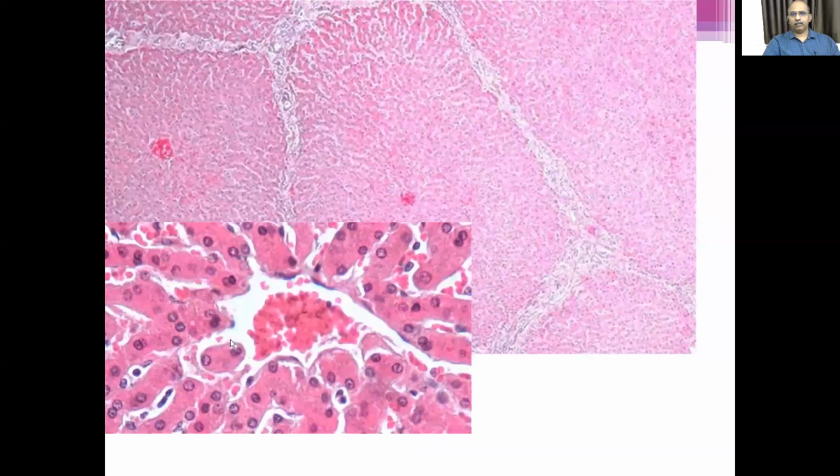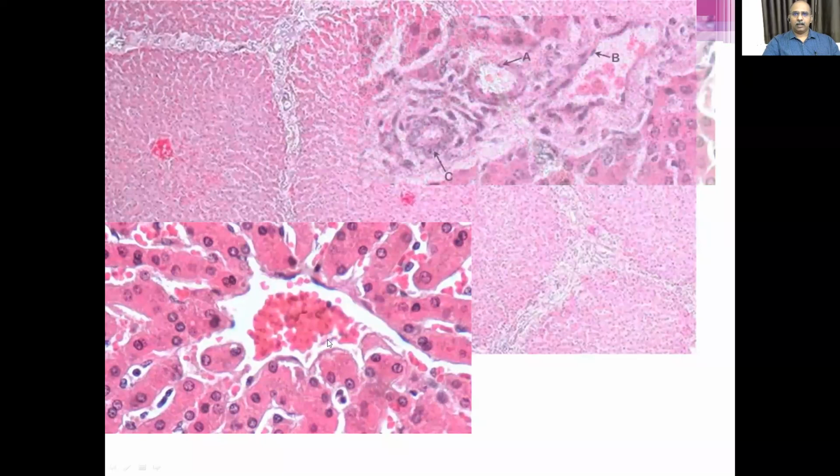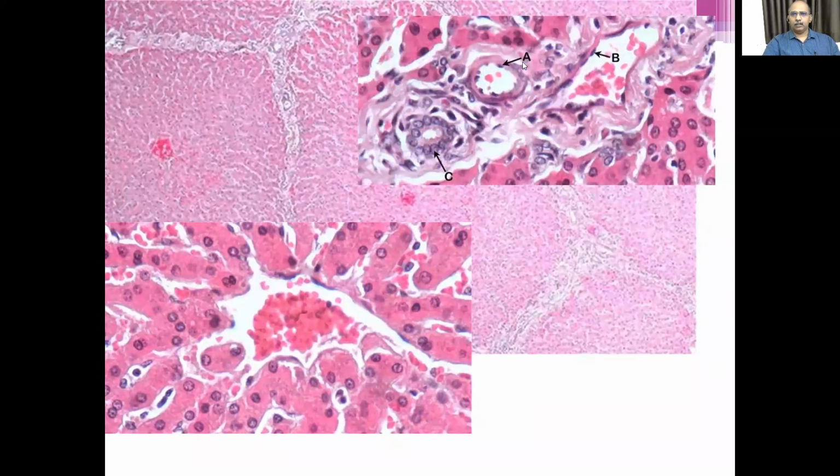So this is the central vein. The vein consists of a thin endothelial lining, with RBCs in the central vein, surrounded by hepatocytes. And this one is the portal triad. As we discussed: hepatic artery, portal vein, and duct. These three together we call a portal tract.